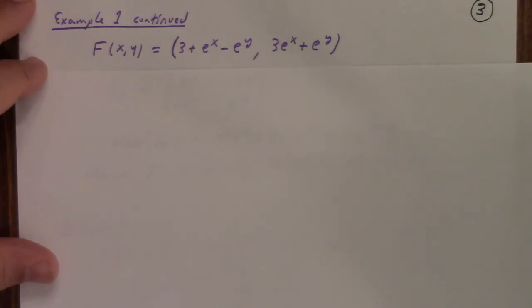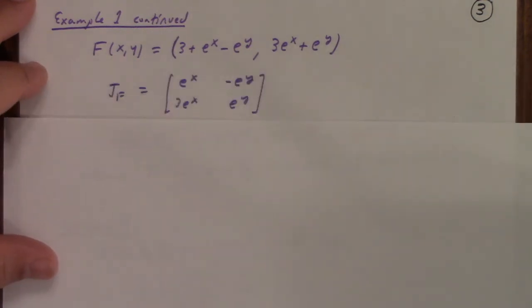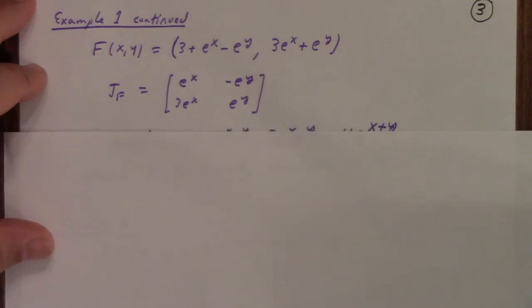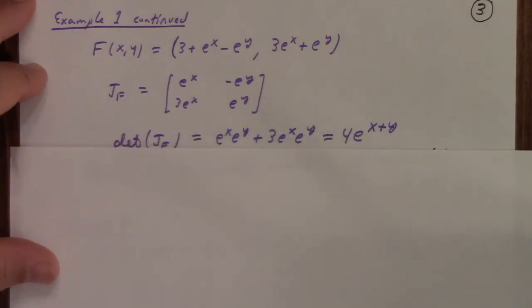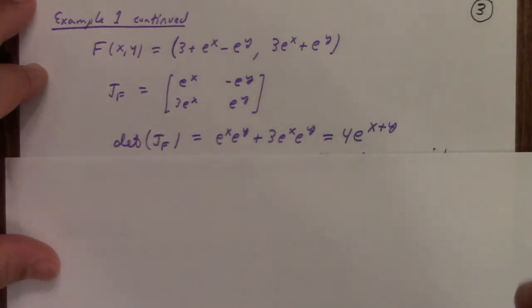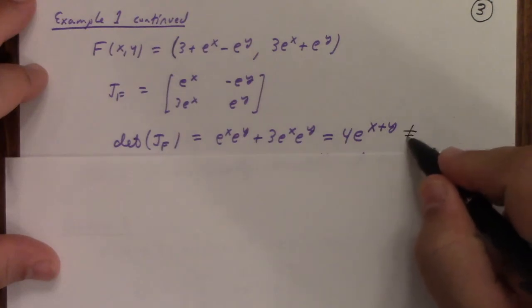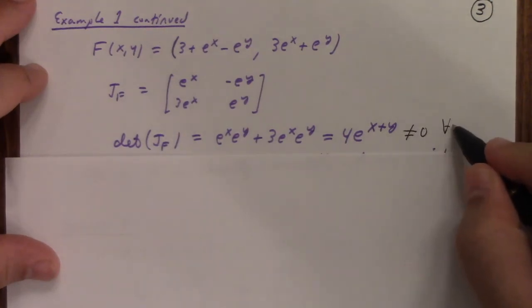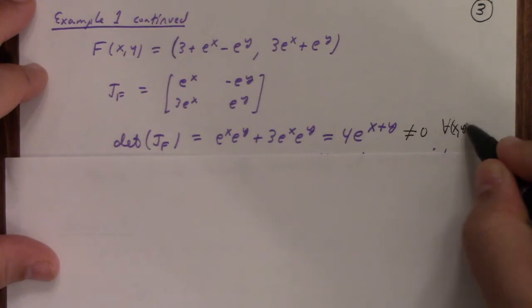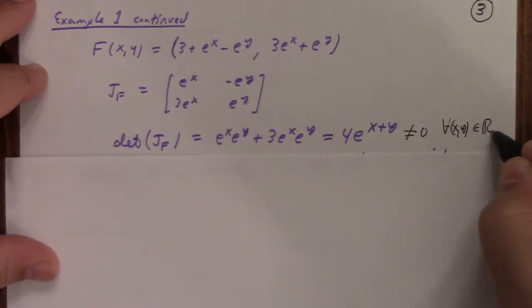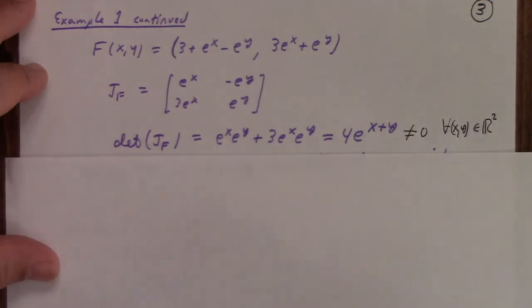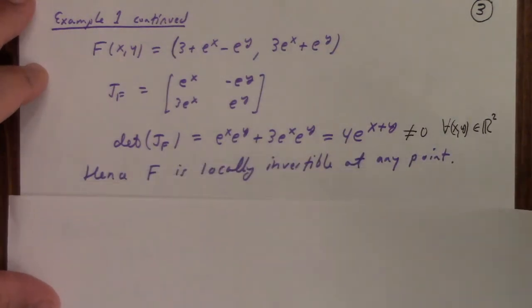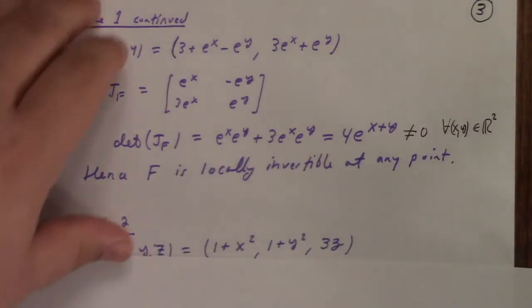Anyway, going back to example 1, you can calculate the Jacobian, which is that, and the determinant is 4 times e to the x plus y. Of course, this is not equal to 0 for all x and y in R2, which goes to show you that a local inverse for this function exists at each point. So that's kind of neat.